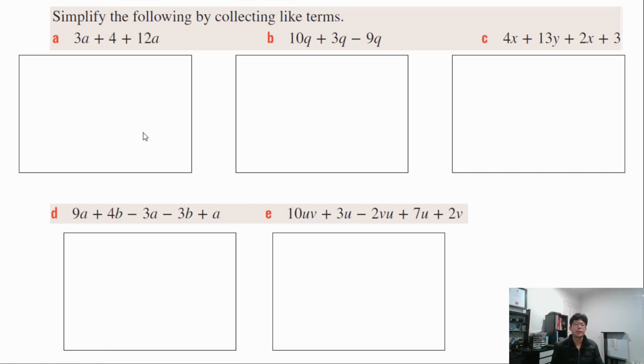Alright, so starting with question A, we have 3a plus 4 plus 12a. I'm just going to collect the like terms first. That gives me 15a on this side plus 4. That's it for that question. Give yourself a tick if you got that correct.